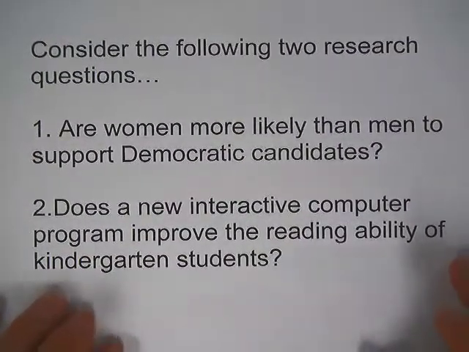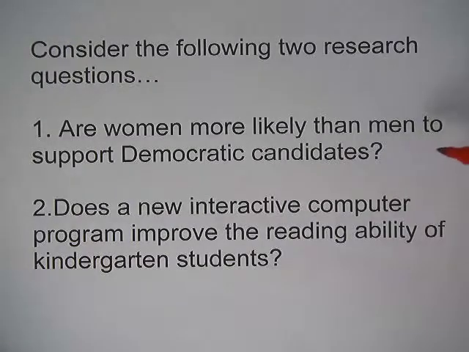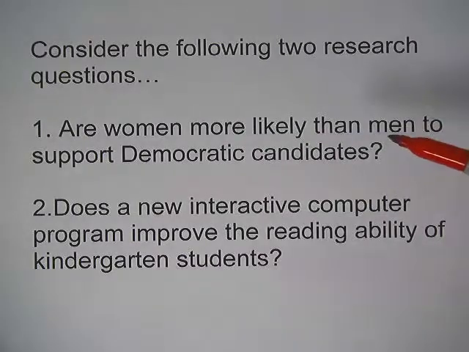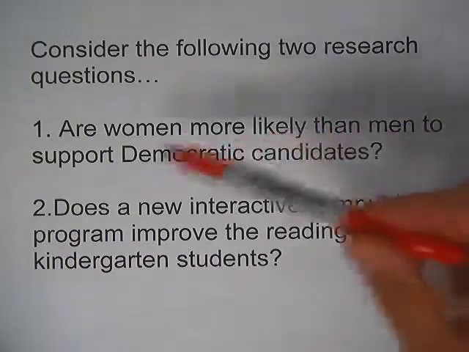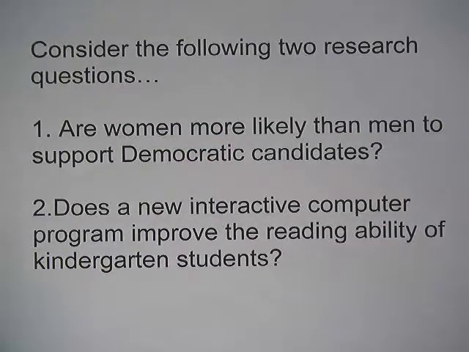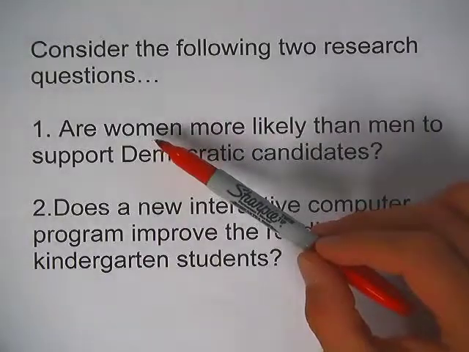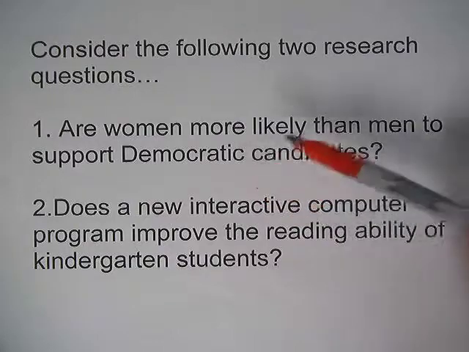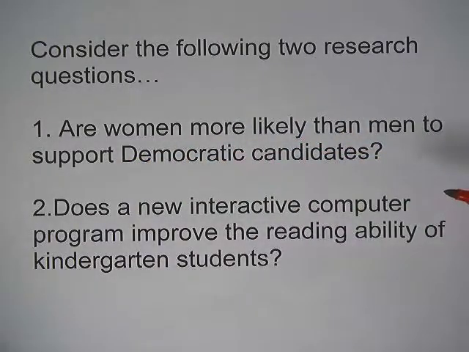So in question number one, what I would need is a sample of men and a sample of women. Then really I just need to survey them. I would ask the group of women, are you likely to support Democratic candidates in the next election? Yes or no? I record their responses, and then I do the same thing for men. I would figure out then what proportion of women support Democratic candidates, what proportion of men support Democratic candidates, and then this question will be pretty easy to answer. So that's how I'd go about collecting data for question one.